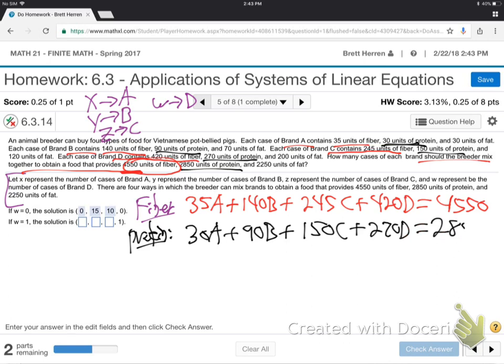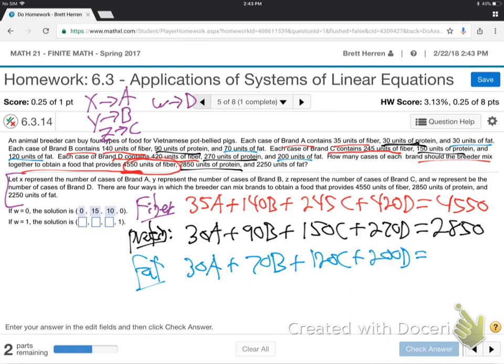2850. That's how much protein they need, the little pigs. And then next, last one, what's after that? Fat. They need some fat. Fat, 30 units for every A, 70 units for every B, 120 for every C, and 200.